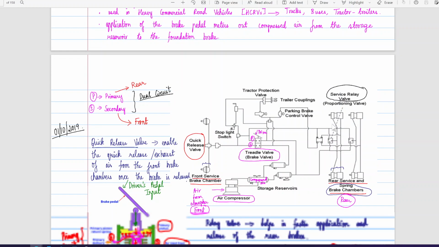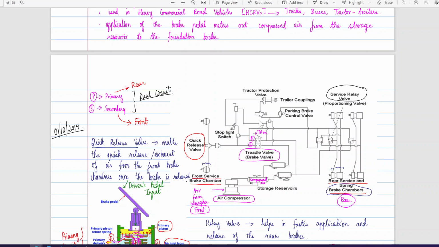This has various components, so let's take a look at each one of them. The driver's input is given to the treadle valve, or the brake valve, which mechanically takes in the signal and proportionally connects the reservoirs to the brake chambers. This pedal is also connected to the stop light switch, which enables the rear braking lights. Along with that, the signal can be given to the electronic control unit for the anti-lock brake system.